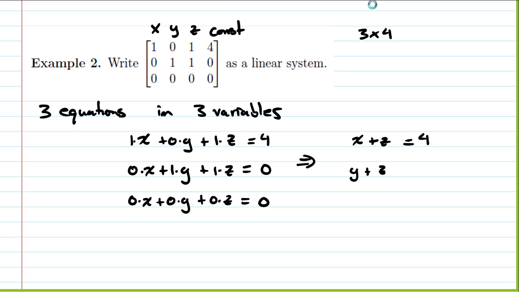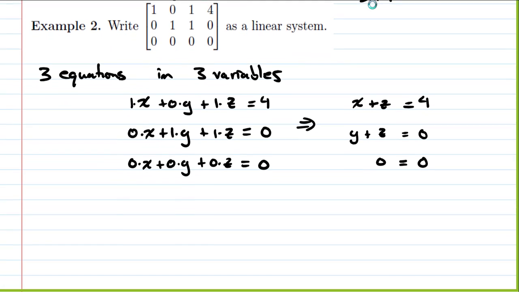Y plus z is equal to 0. And our last one is 0 is equal to 0. So that would be the linear system that is represented by that matrix.